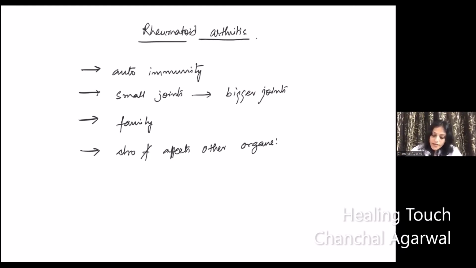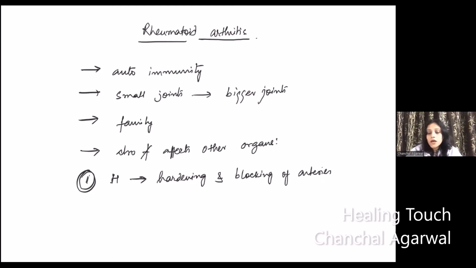How come? For example, if it affects the heart, if a patient suffers from rheumatoid arthritis, the patient may have a problem in the heart. This is very, very important. How is the heart affected? It may show hardening and blocking of arteries. So the arteries are becoming hard in this case.